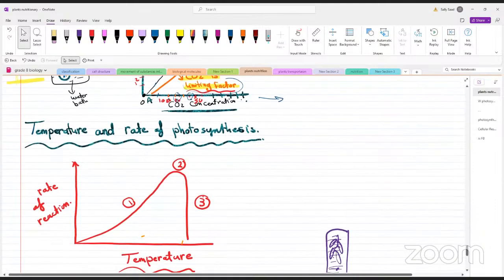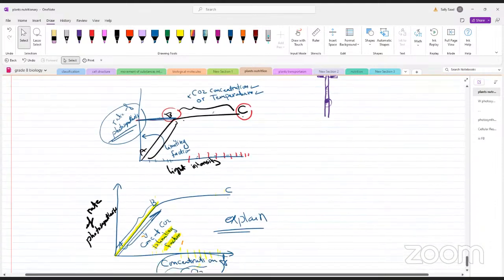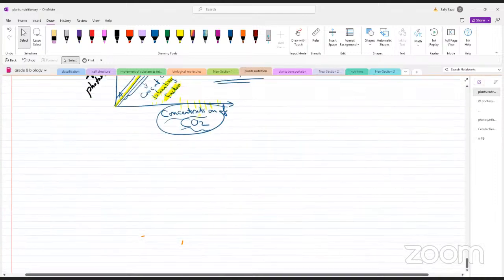Okay? And this is the effect of temperature, as we said. Do you have any doubt about that part?